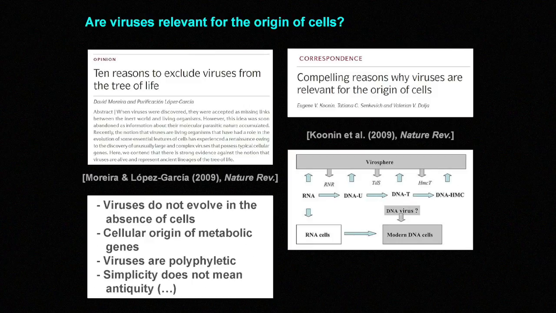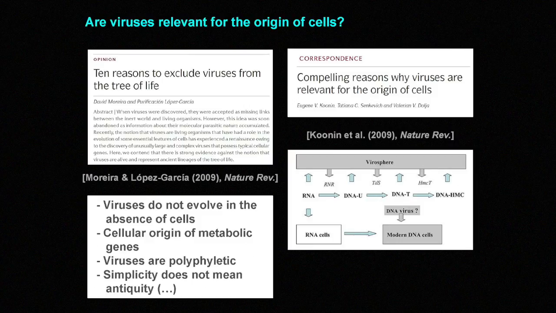David Moreira and López-García published seven years ago this nice paper in Nature Reviews with 10 reasons to exclude viruses from the tree of life. Among them, that viruses do not evolve in the absence of cells because they don't have metabolism, so they need the cell, okay? In fact, all metabolic genes in cells have cellular origin, so viruses apparently don't have, and haven't had before cells, metabolic activities. Viruses are polyphyletic, they don't have a common ancestor as cells do. And this is also a quite philosophical question: simplicity does not mean antiquity, and we have to bear that in mind.